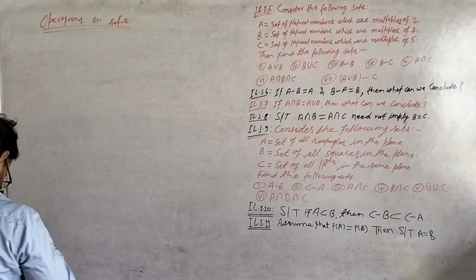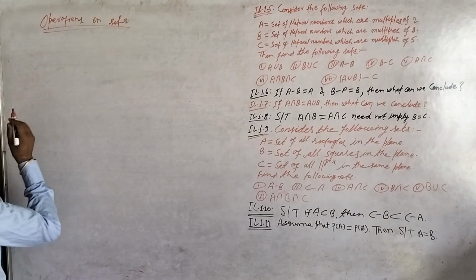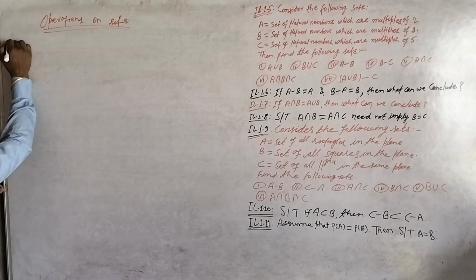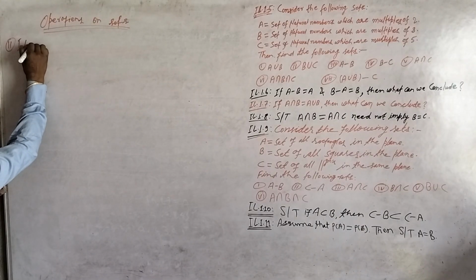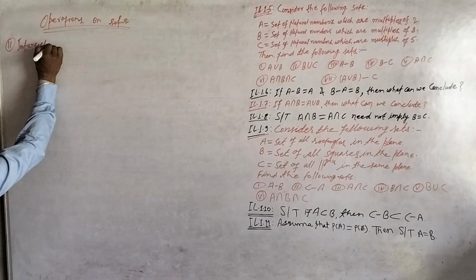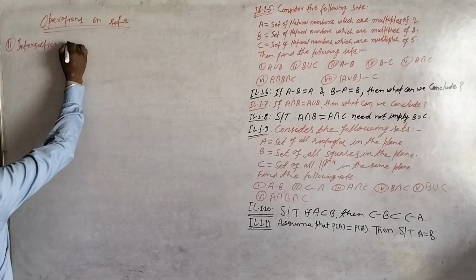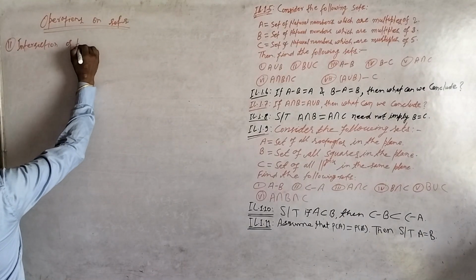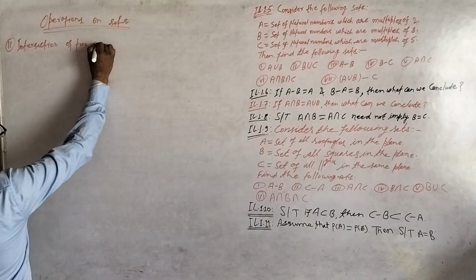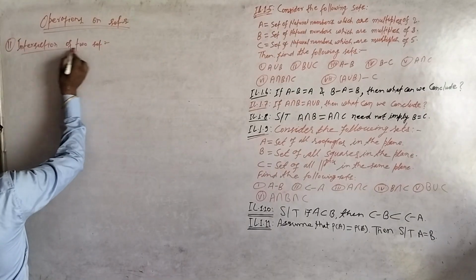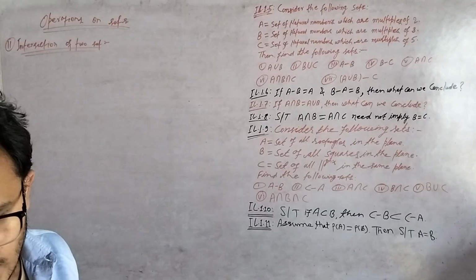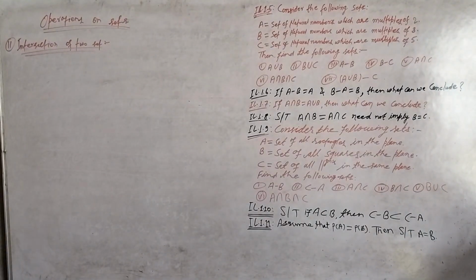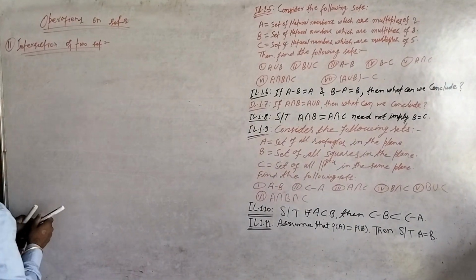In operations on sets, the second topic is the intersection of two sets. Intersections of two sets. Here we take first examples.